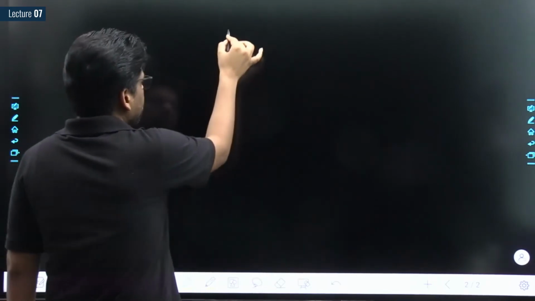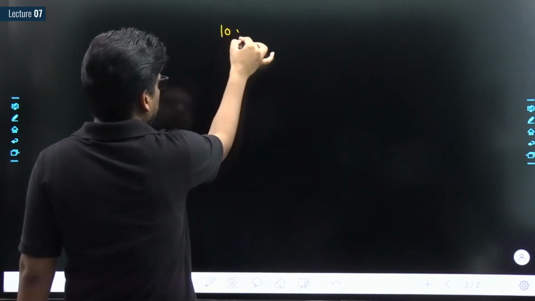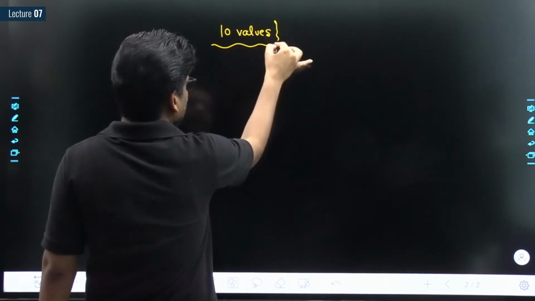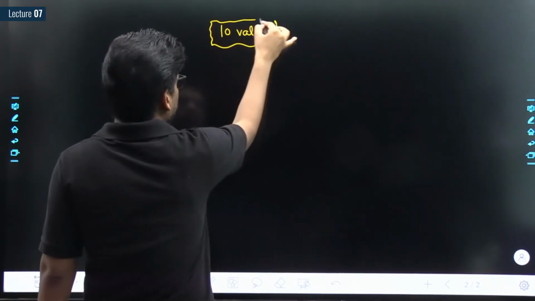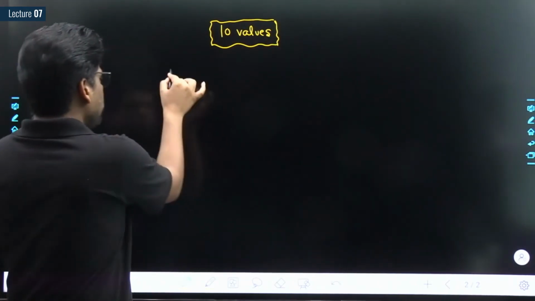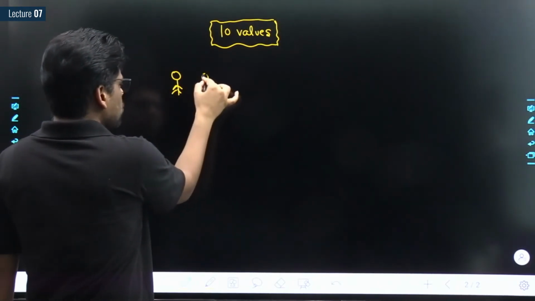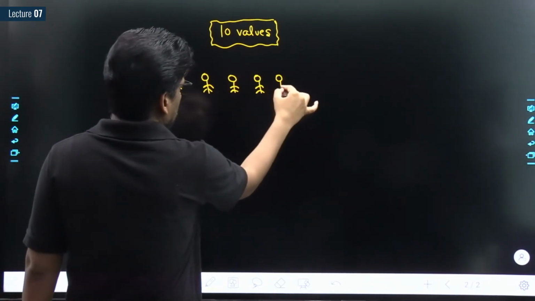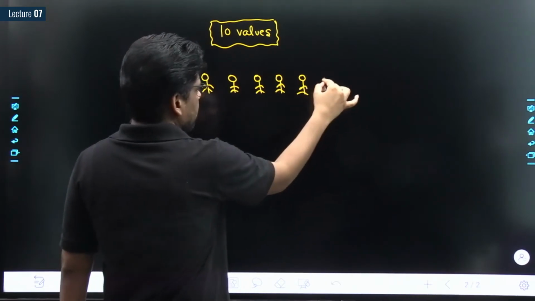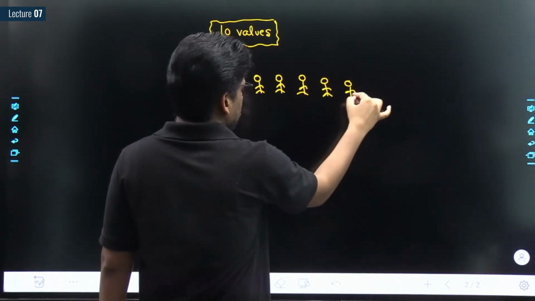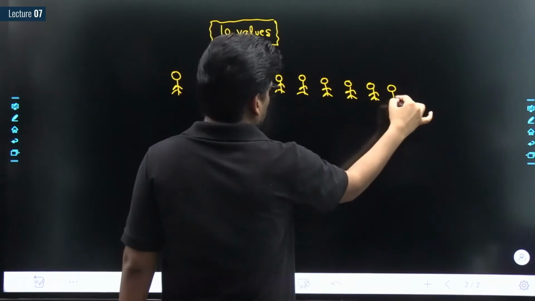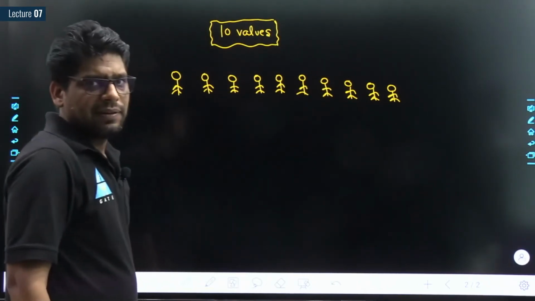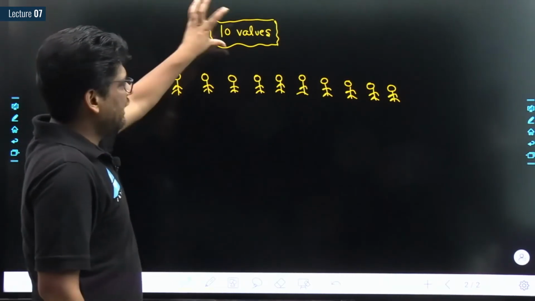Let us suppose I am saying you have 10 values. You are allowed to have 10 values. I can give you 10 values. And you need to distribute those 10 values or 10 numbers among 10 students. 1, 2, 3, 4, 5, 6, 7, 8, 9, 10. Okay, sir. Sir, overall you have 10 values.